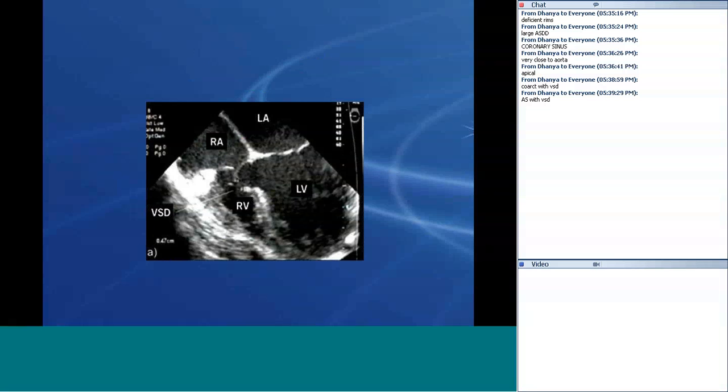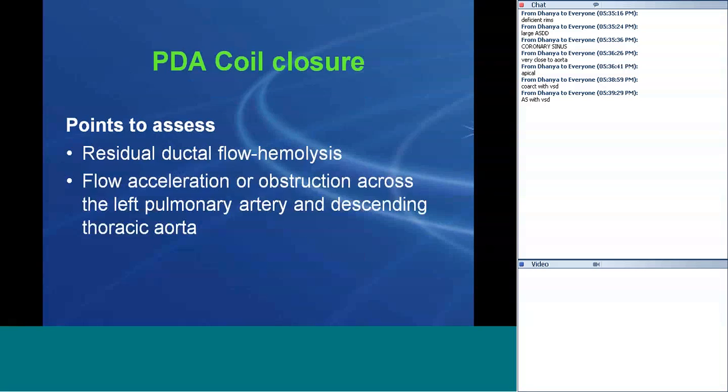So this is just a picture of a VSD and a VSD device. Okay, well, this is not so important a picture.